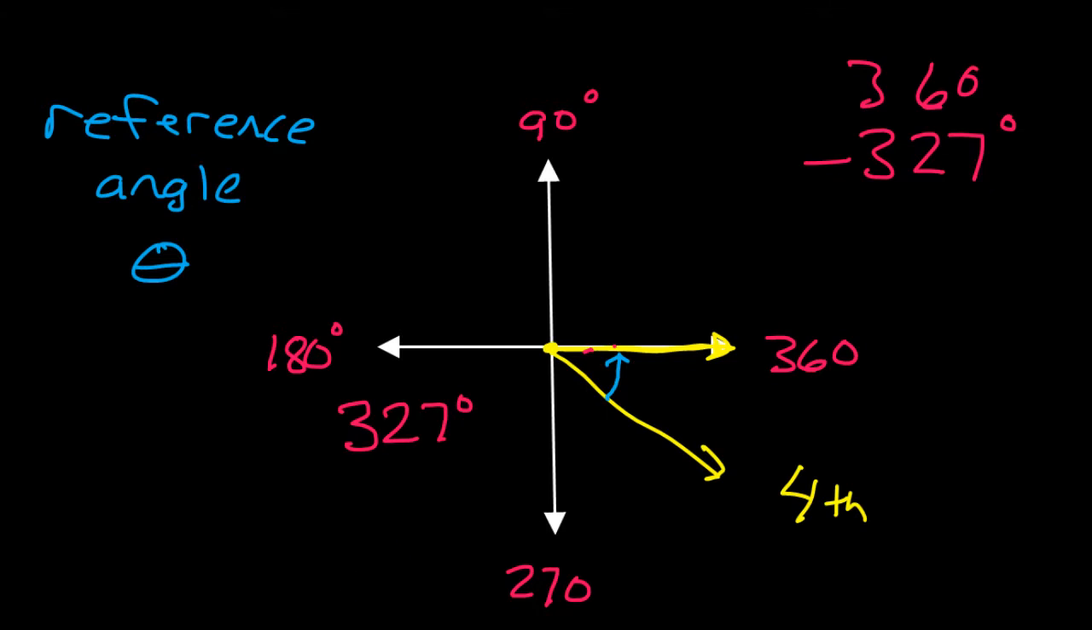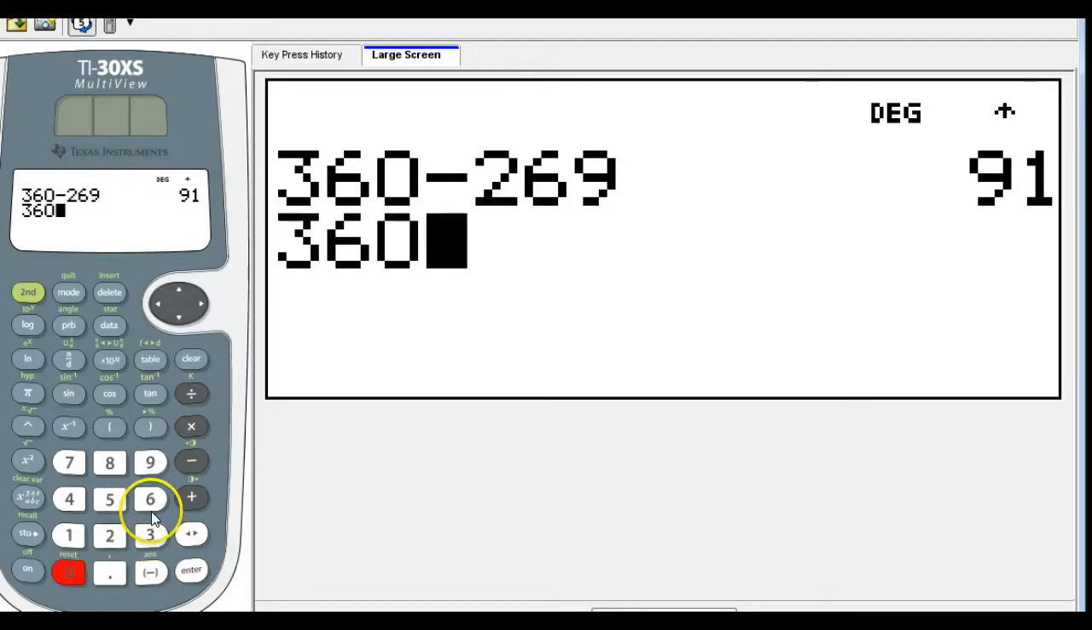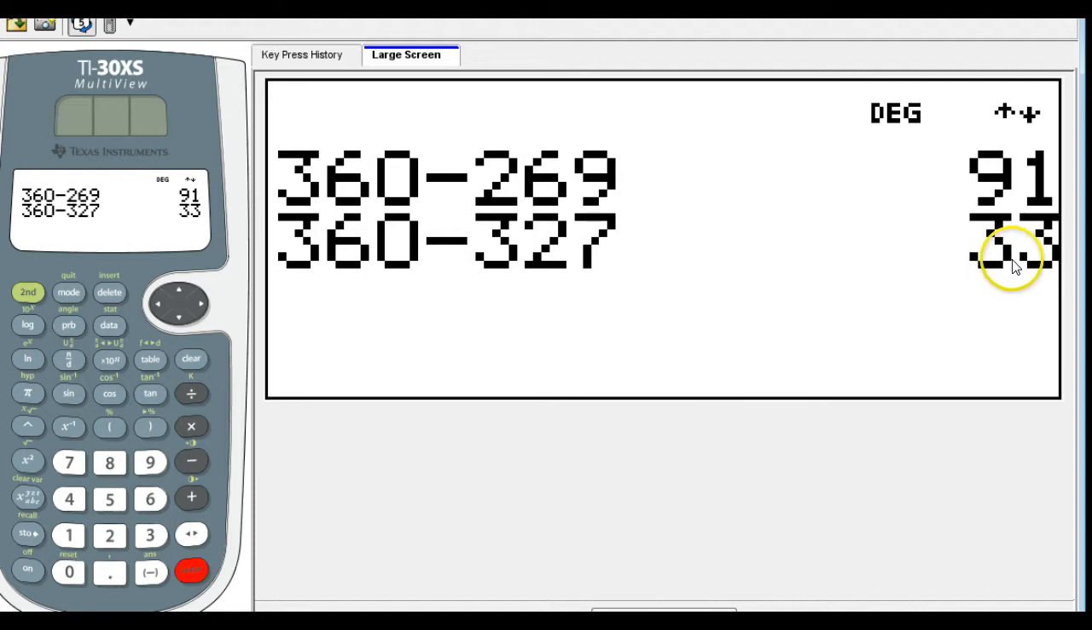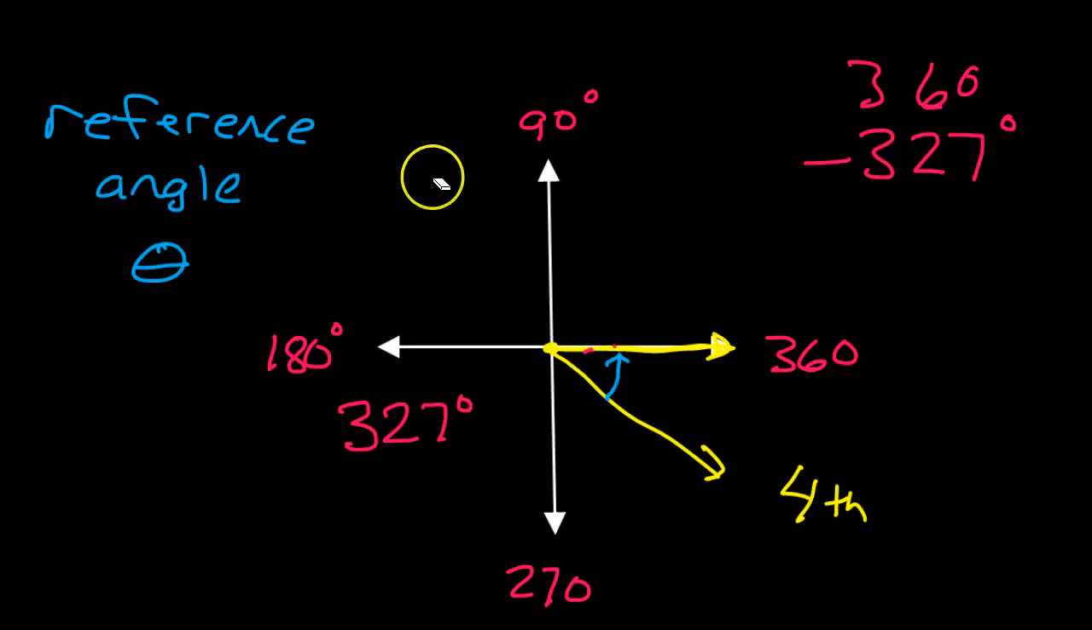So let's look at that. 360 minus what was it, 327? Better check. Yep. That means that last part of the journey is 33 degrees. And that is my reference angle, 33 degrees. It's always the angle that's being formed with the x-axis. And when you're talking about reference angles, you're always going to give it as a positive. You'll never say a reference angle and say negative 33 degrees. You're just going to say 33 degrees.